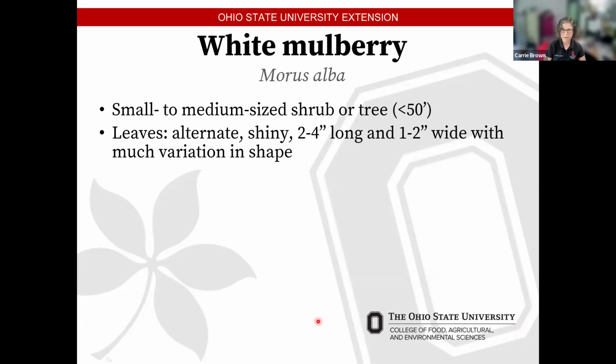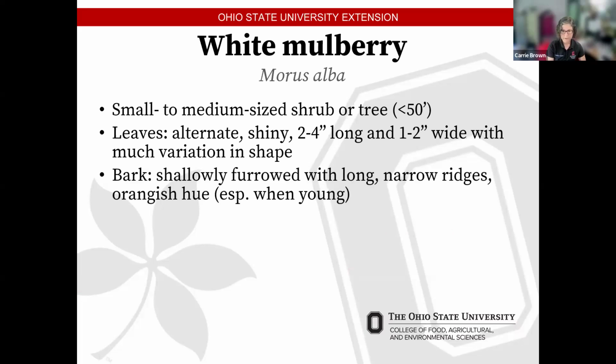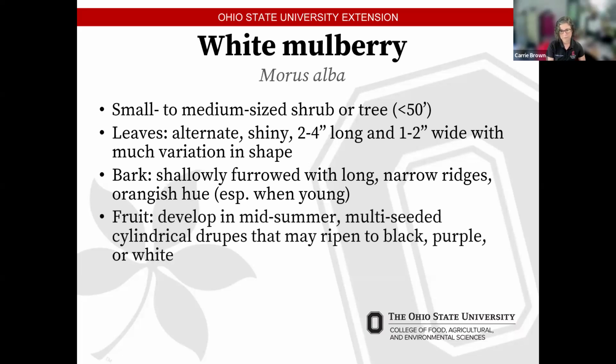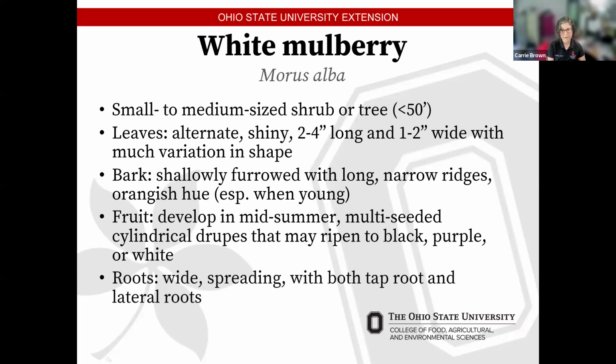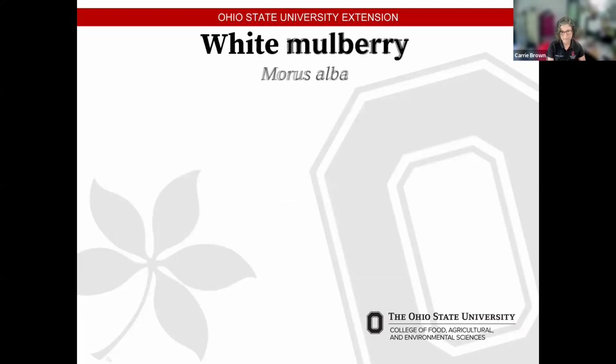It can be lobed, but it can also be entire. So there is a lot of variation in the leaf itself. The bark is shallowly furrowed, has long, narrow ridges. It kind of has an orangish hue, I think, especially when the tree is young. The fruit develops in midsummer. It's multi-seeded, and it can ripen to black, purple, or white. And the roots are wide, spreading with both a taproot and lateral roots.